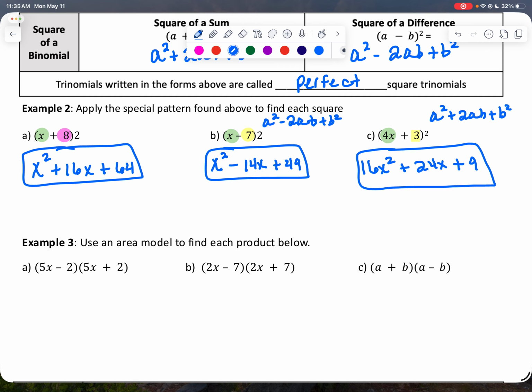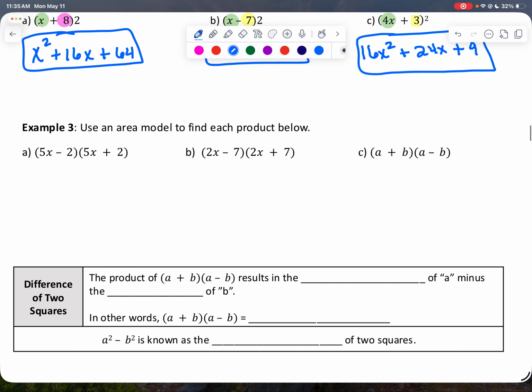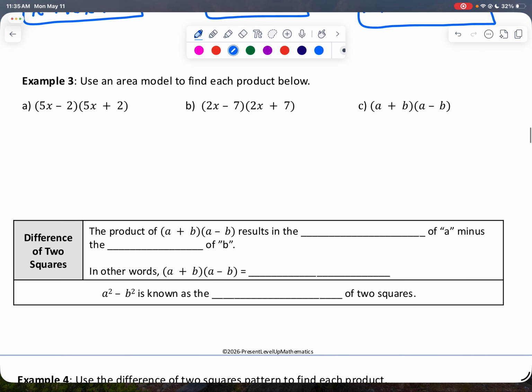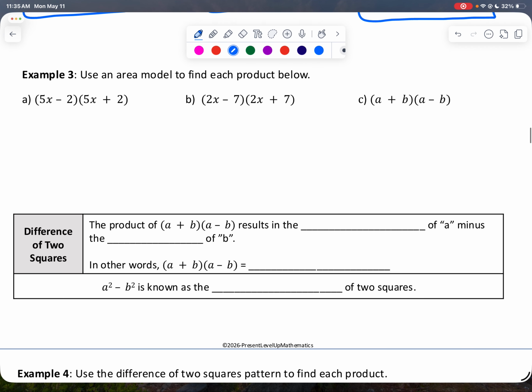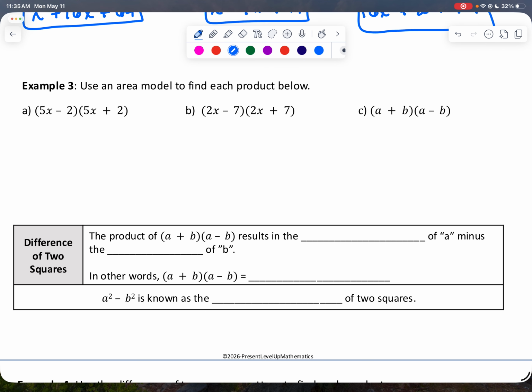Now, each one of those problems, we were squaring a binomial. Look at example 3. In example 3, we're not squaring a binomial, but we're taking in problem A, 5x minus 2 times 5x plus 2. So the same exact terms, except one is a sum and one is a difference. In problem B, we have 2x minus 7 times 2x plus 7. One of them's a sum and one of them's a difference. And in problem C, we have a plus b times a minus b.